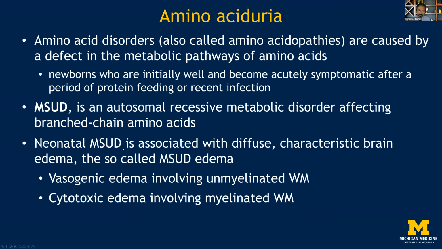And then in neonatal MSUD, this is associated classically with diffuse characteristic brain edema. As I mentioned, this is the MSUD edema, where there's evidence of vasogenic edema involving the unmyelinated white matter. And then we have a cytotoxic edema involving the white matter in the distribution of the basal ganglia, brainstem, and the cerebellum. That's the myelinated part of the brain in young age group.